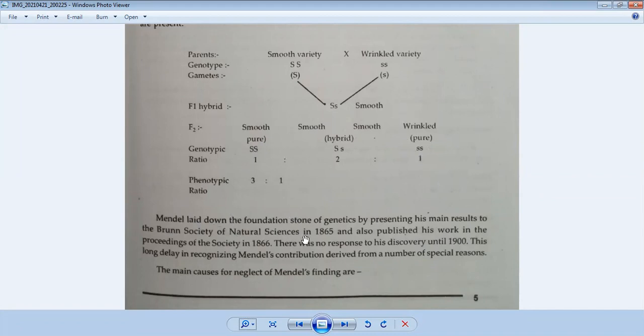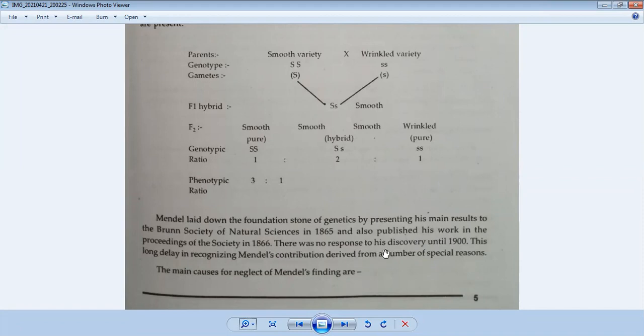Mendel laid down the foundation stone of genetics by representing his main result to the Brune Society of Natural Sciences in 1865 and also published his work in the Proceedings of the Society in 1866. Later on, Mendel ने जब एक्सपेरिमेंट परफॉर्म किया, एक्सपेरिमेंट कंप्लीट होने के बाद इसकी जो इंफॉर्मेशन थी, he presented his paper और द रिसर्च इन द यूनिवर्सिटी ऑफ ब्रून. ठीक है, ब्रून सोसाइटी में, वहाँ पे नेचुरल साइंसेस की ब्रून सोसाइटी में वहाँ पे उन्होंने वो पेपर प्रेजेंट किया, बताया कि दैट दिस कुड बी पॉसिबल.